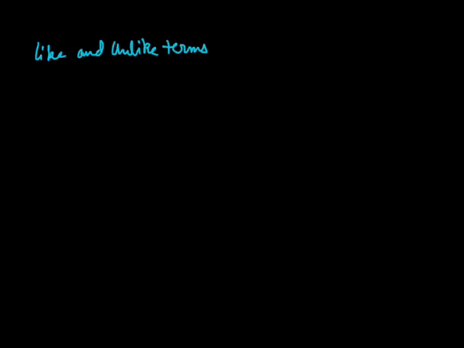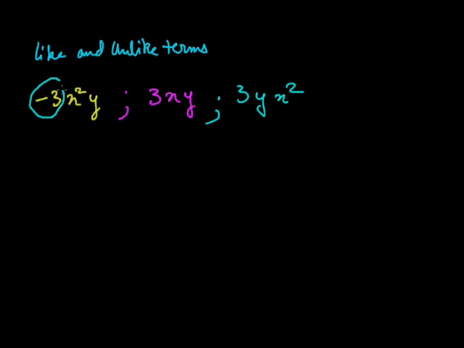if we are given three terms, one is minus 3x square y, the second is 3xy, and the third term is 3yx square. Then to find which are like terms, we will first ignore the numerical part. The numerical coefficient of the first term is minus 3, in the second it is 3, and in the third term it is again 3. So we should ignore this part and look for the algebraic part.